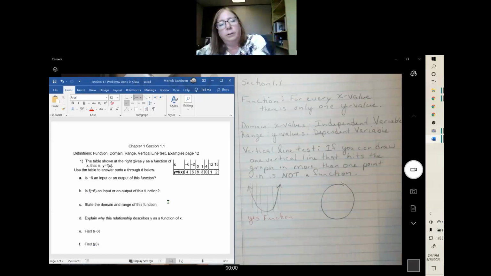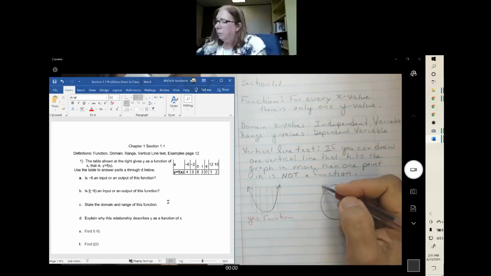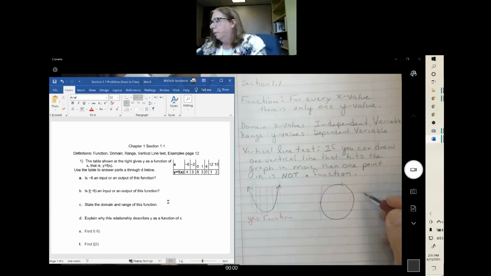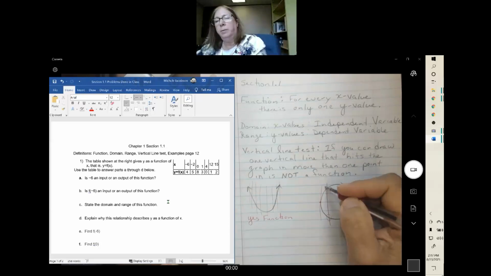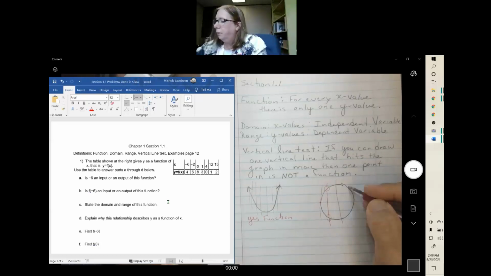How about a circle? Is a circle a function? Anyone? No. Correct, it's not. You could draw a vertical line that only hits at one spot, but not very many of them. Here is one where we're hitting more than one point here. So it's definitely not a function.